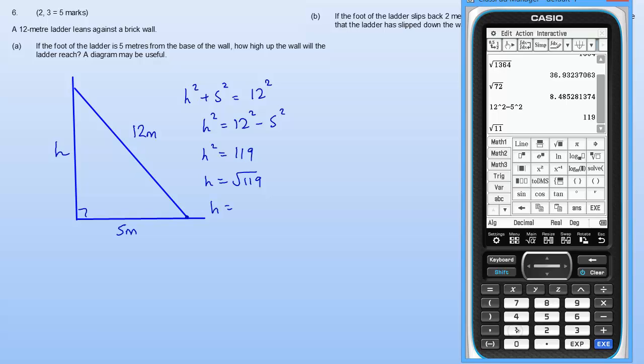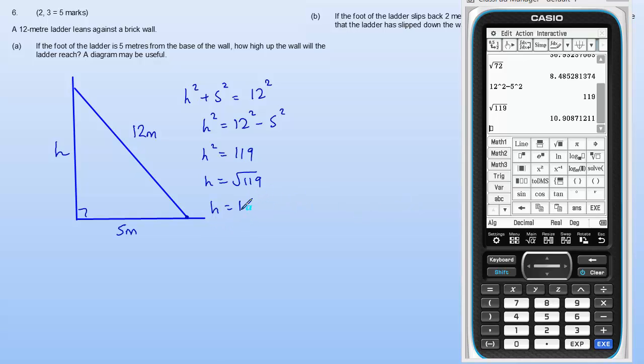So root 119 is, let's call that, 10.9 metres, and it doesn't say how many decimal places, so I'll just give it to one decimal place and I state that.